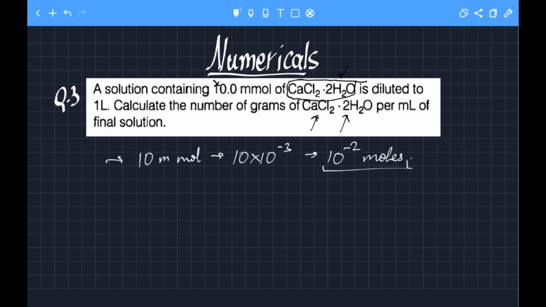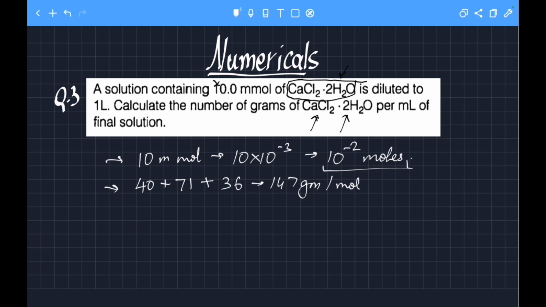This is the first thing we have figured out. इतने moles हैं CaCl2 का. Next is calculating the molar mass of CaCl2. So you can look this number up. For calcium it is 40. For chlorine it is 35.5, and if you double it, because there is Cl2, this will become 71. For H2O we know it is 18, and it is 2H2O, so it is 36. Total is 147 grams per mole. Correct?